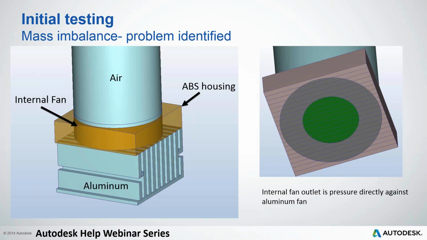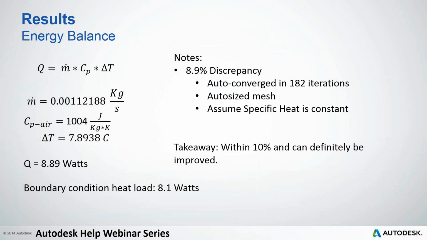The next thing I did was look at energy balance. Basically, I just did m dot Cp delta T here on the inlet and outlet. Now this is a super macroscopic approach, but it's a great sanity check. So I have my mass flow rate, I got the specific heat of air, and my delta T was like 7.9 degrees C. So I had basically 8.1 versus 8.89 watts, which was an 8.9% discrepancy, which is actually a little high to me, but it's not something I'm going to throw my hands up and really go crazy about.